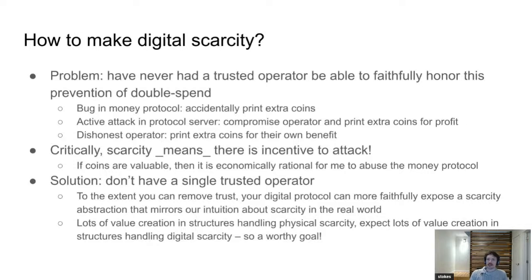And if we've all believed that these coins are useful for some reason, this is directly profitable for the attacker, so they're incentivized to do it. You could even have another scenario where the operator themselves is just simply not honest, right? If I control this money protocol and people like the money protocol, maybe I'm just making a few extra coins on the side, because again, it's profitable for me to do so.